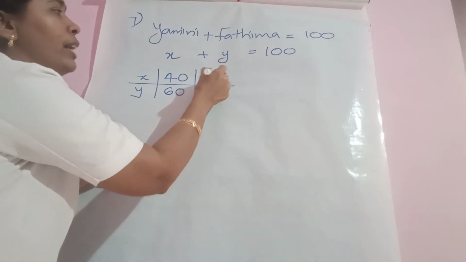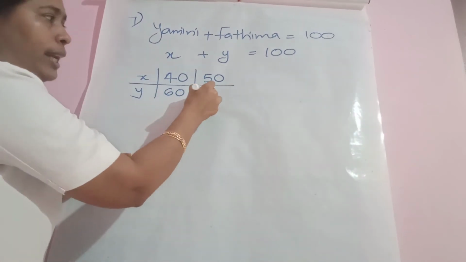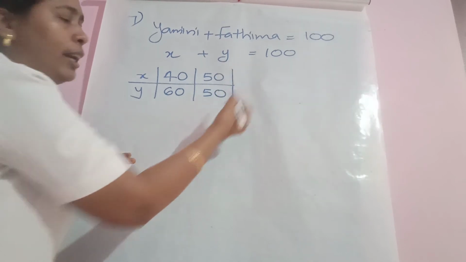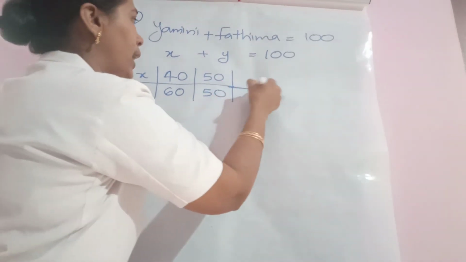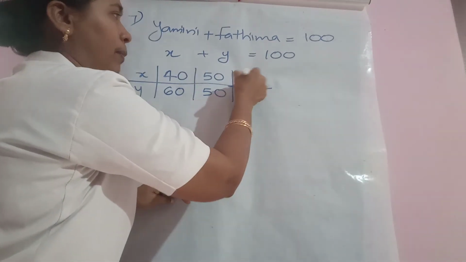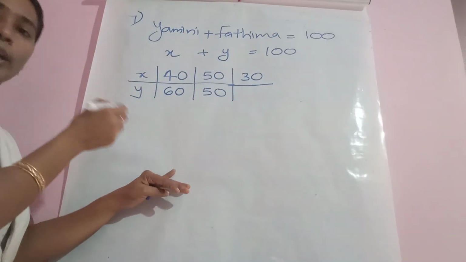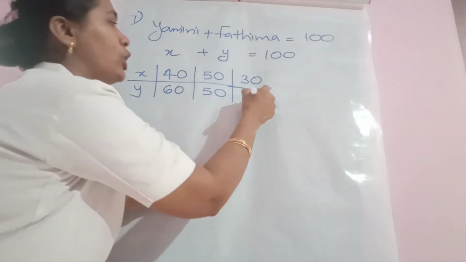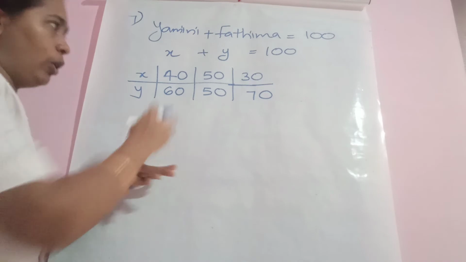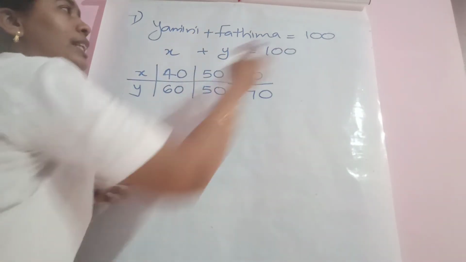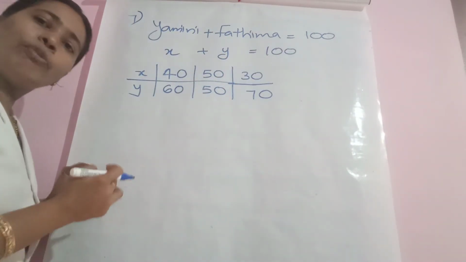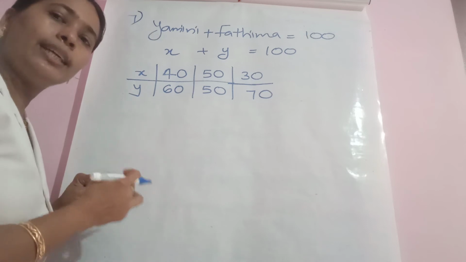Then when Yamini contributed 50, Fatima also contributed 50. And we need one more case, suppose 30. First one, Yamini contributed 30 rupees. What is the contribution of Fatima? 70. Because the sum of these two is always needed as 100. And then our first question is, represent this graphically.